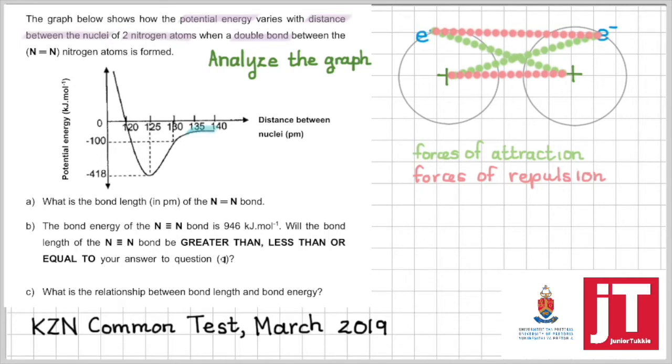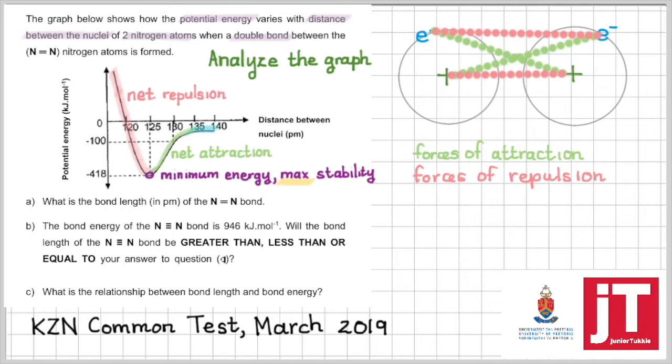Based on this, we know that when atoms are very far apart, they experience almost no forces. But when we bring them closer together, they will experience a net force of attraction. At some point, the net force becomes zero, and they reach a state of minimum energy and maximum stability. It is at this point that a bond will form. Move these atoms even closer together, and they will experience net forces of repulsion. And this is what is responsible for the sharp peak in the curve that you see on your screen.